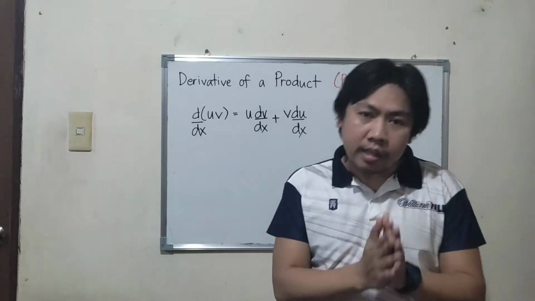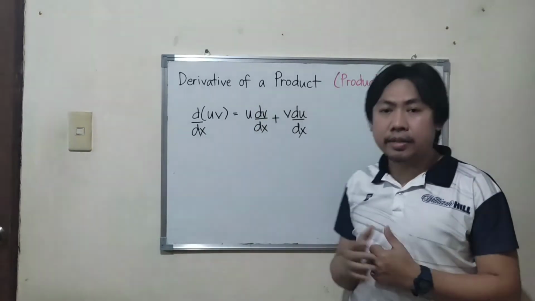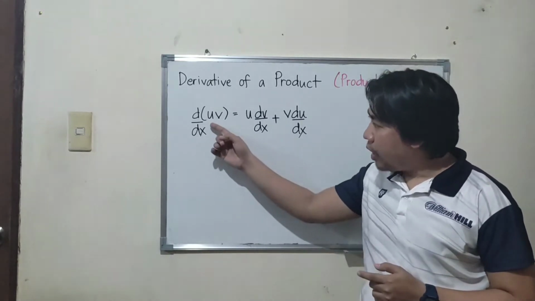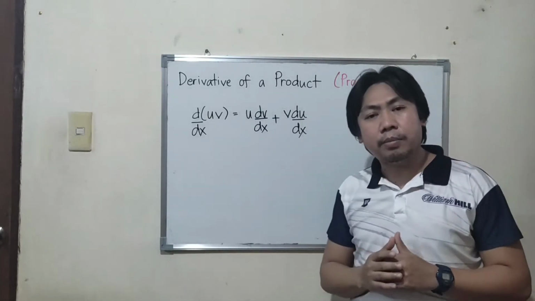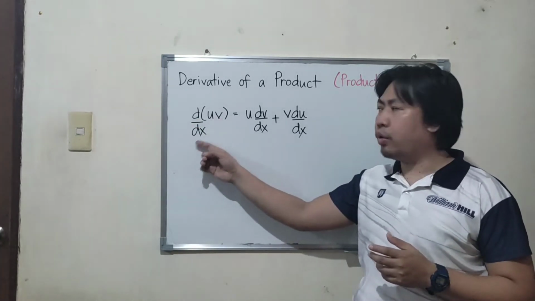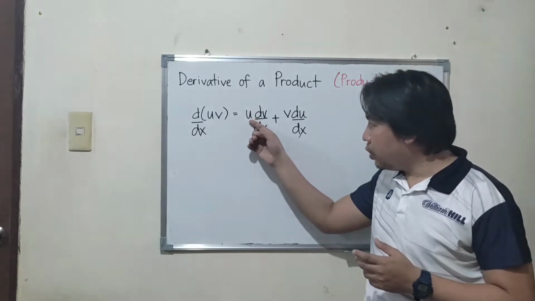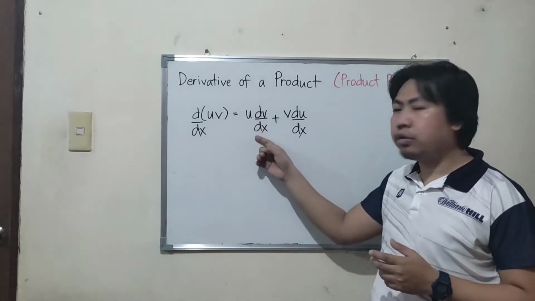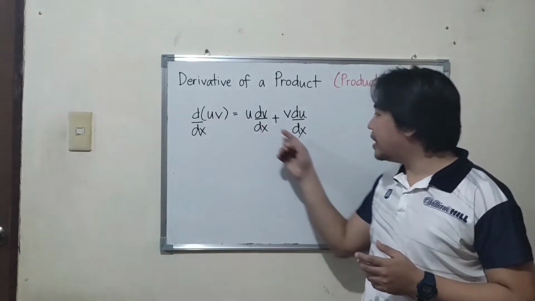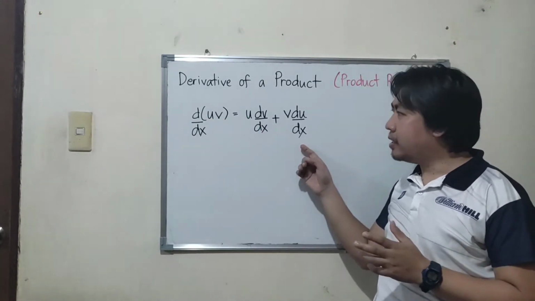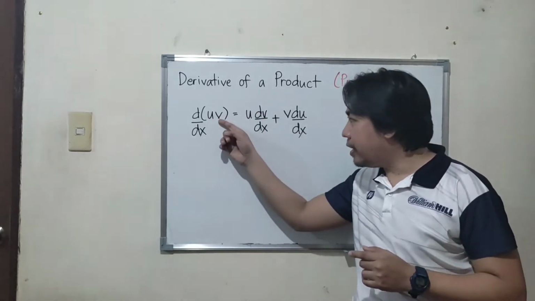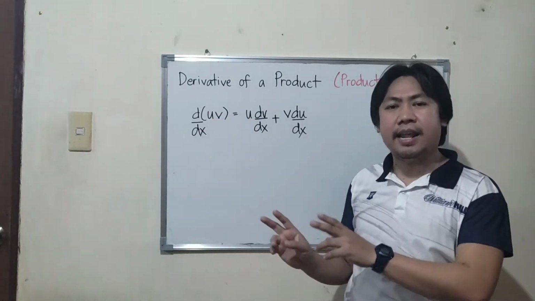So ang lesson natin for today ay derivative of a product or product rule. So ang formula, if we have u and v are differentiable functions of x, so the derivative of u times v with respect to x is equal to u times derivative of v with respect to x plus v times derivative of u with respect to x. Okay? So parang dinistribute lang natin. So u times derivative of v plus v times derivative of u. So palitan lang sila.